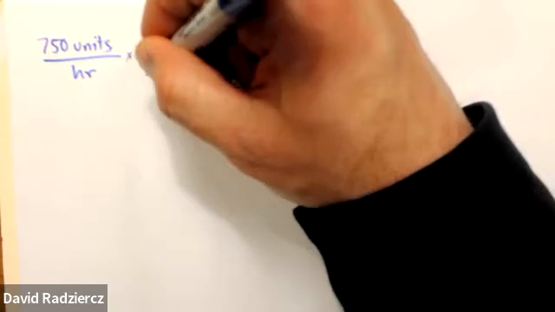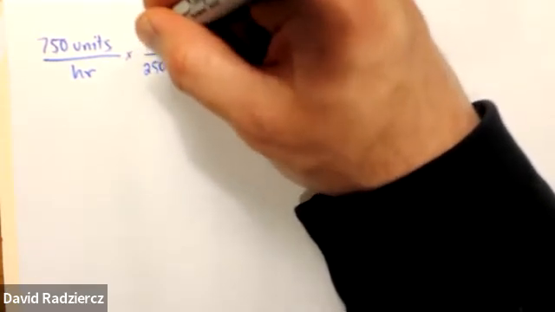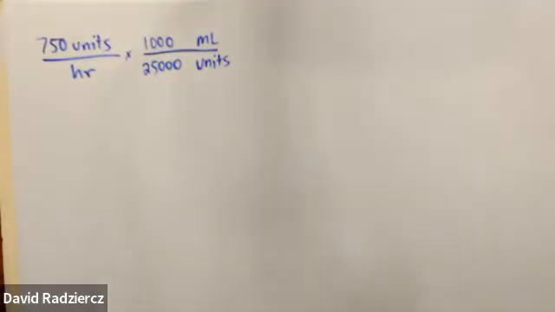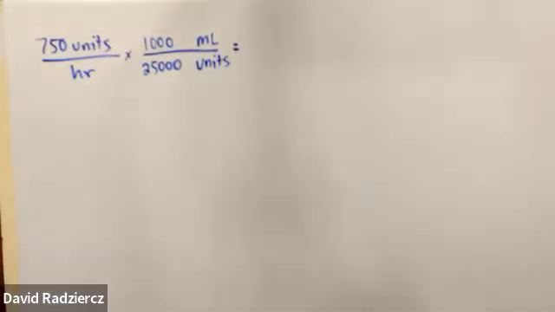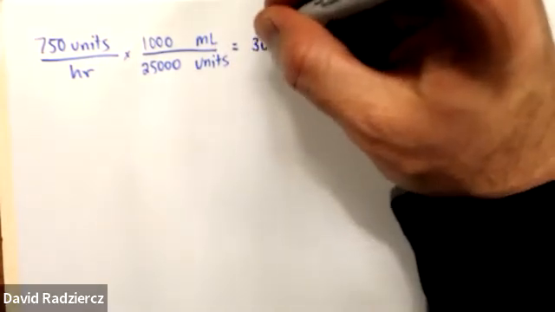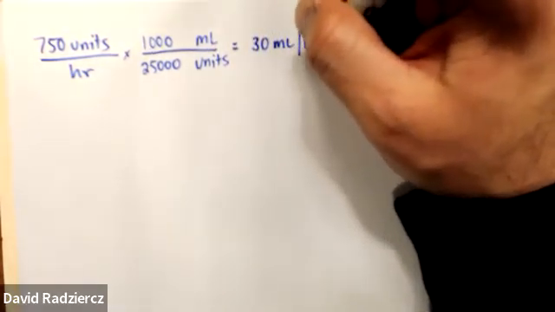So if I'm looking for milliliters per hour, I want to convert units to milliliters. I have 25,000 units of heparin and I have 1,000 milliliters or 1 liter, and then we're just going to take the 750 times 1,000 and divide by 25,000. And then you'll get 30 milliliters per hour.